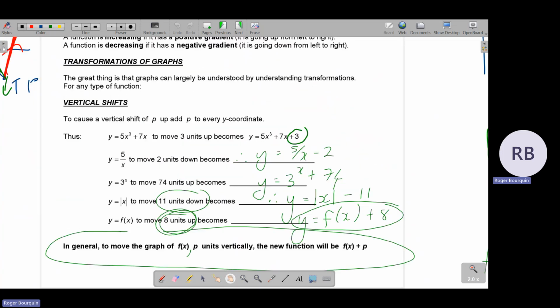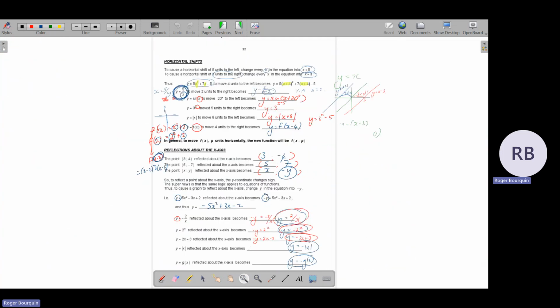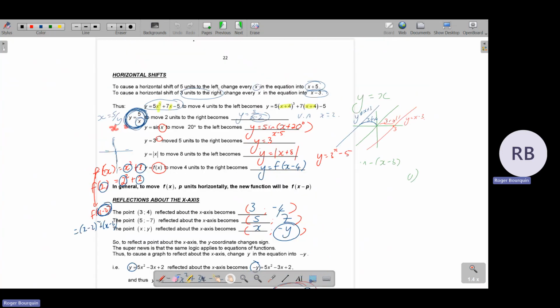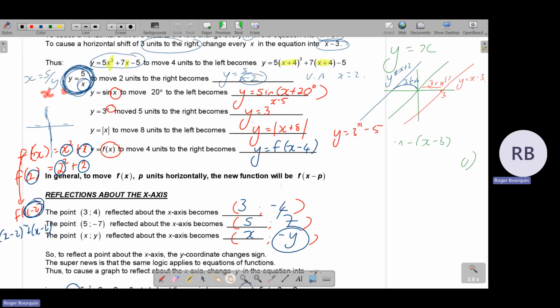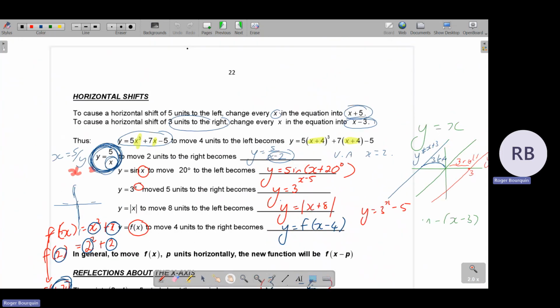Horizontal shifts use a different strategy. If you wanted to move it 5 to the left, every time you see an x, you change that x into x plus 5. It's the opposite. When doing horizontal shifts, to move 3 units to the right, change every x into x minus 3. So from y equals 5x cubed plus 7x minus 5, 4 to the left, change the x into x plus 4. 2 to the right, I've changed the x into x minus 2.